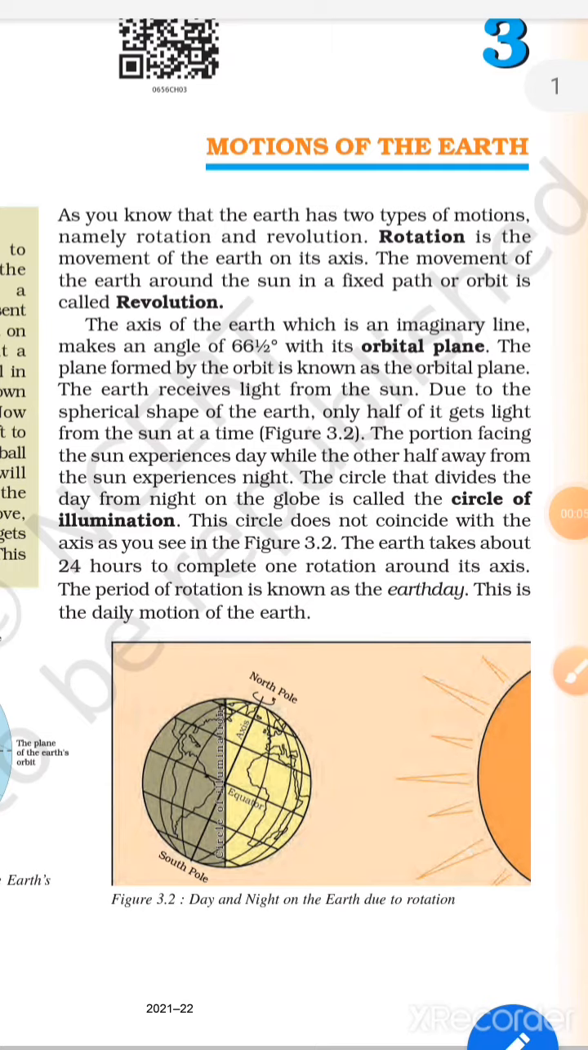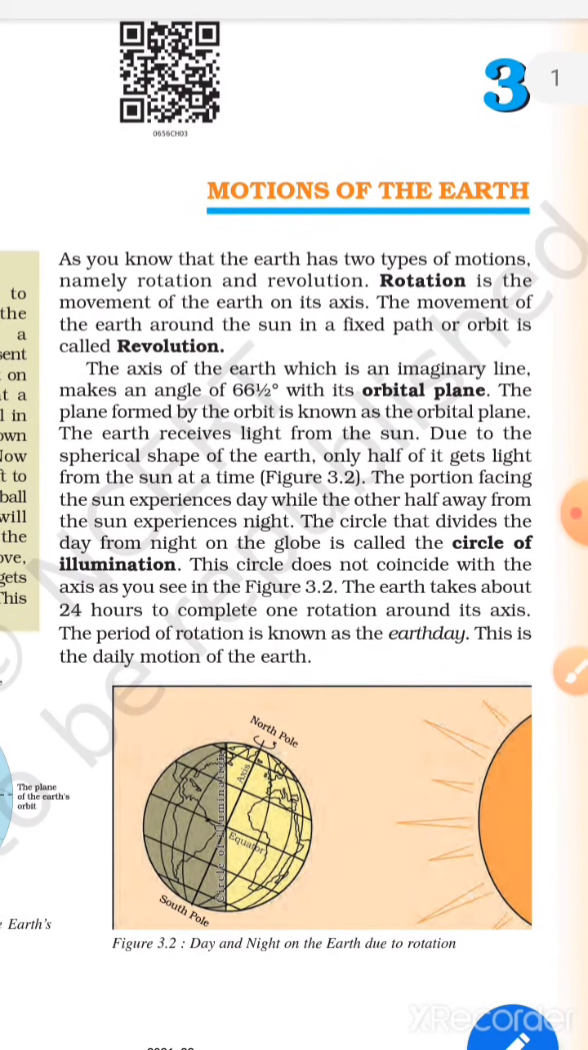In this video, we are going to study chapter number 3 from the NCERT book of Geography of class 6. The name of the lesson is Motions of the Earth. As we know, there are two types of motions of the Earth, that is rotation and revolution.